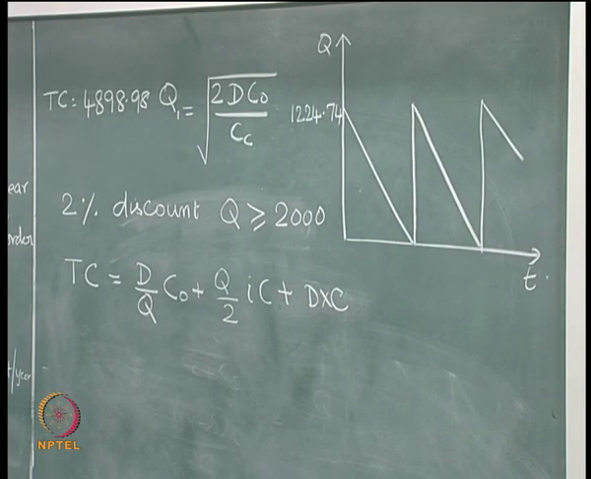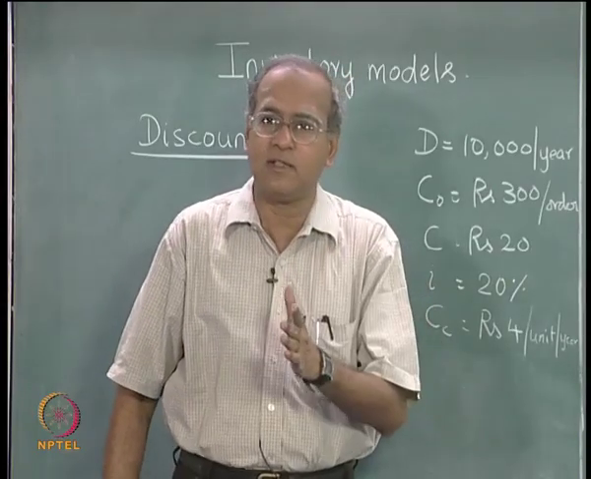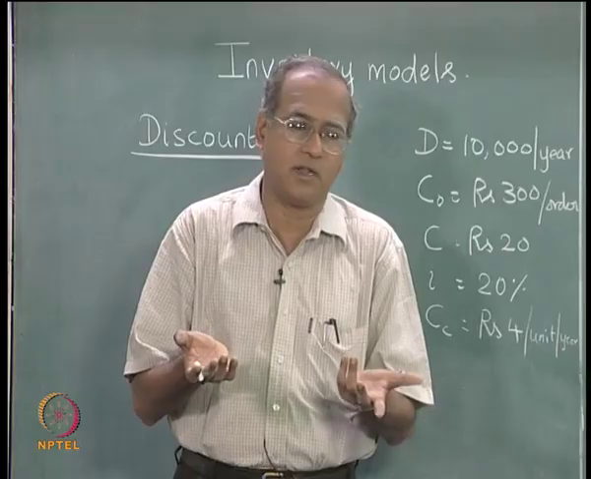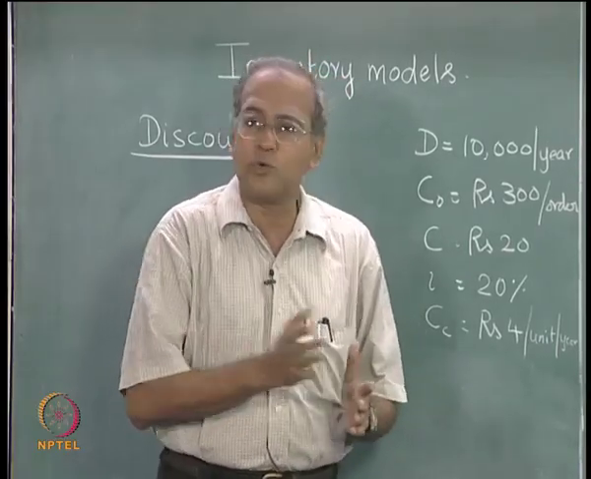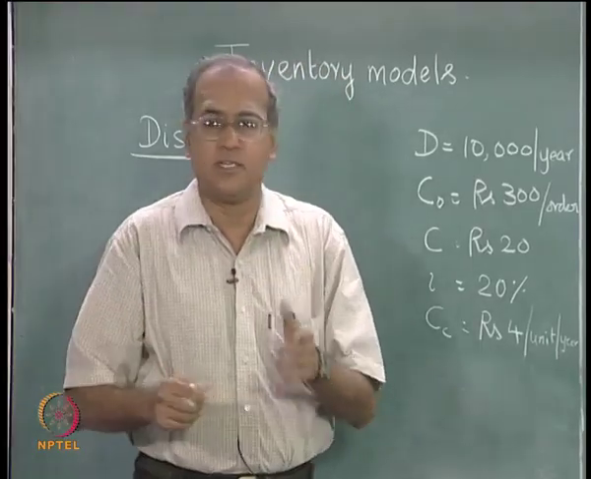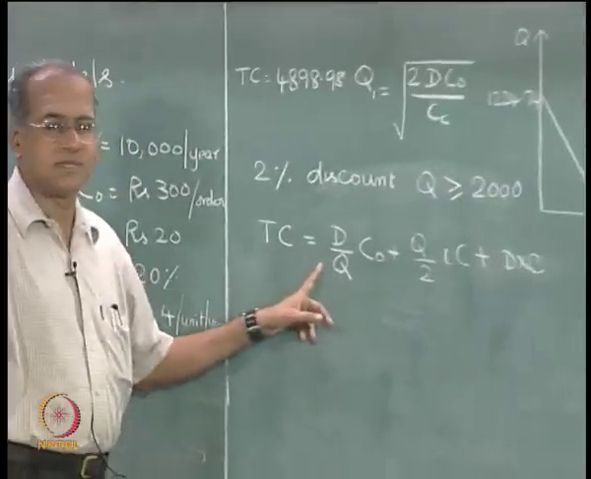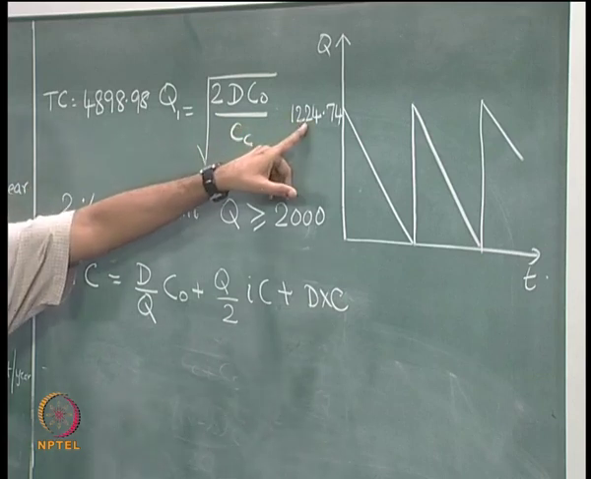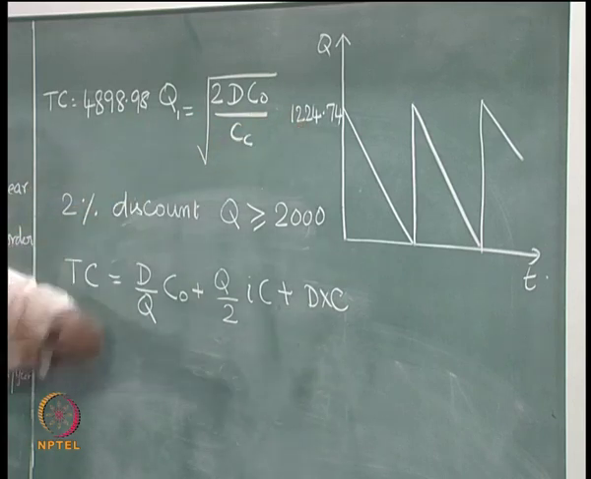So, let us first look at whether we can avail this discount at 2000. Before that, let us answer this question: we are not going to get this discount at all for any quantity up to 2000, and for any quantity up to 2000 the total cost will be the lowest at the economic order quantity of 1224.74. So, we should look at 2000.